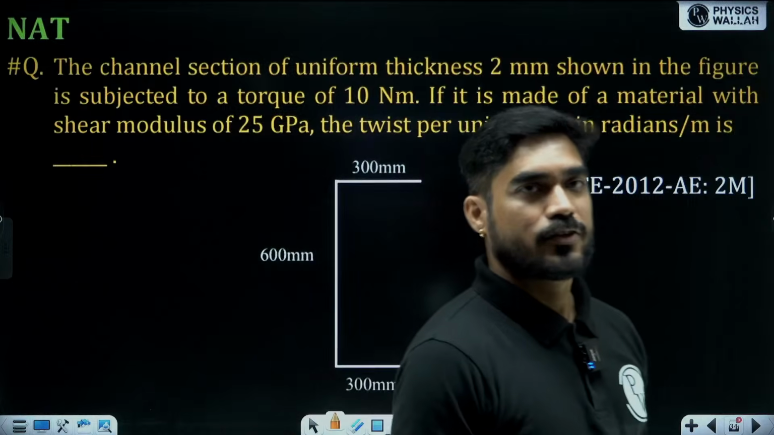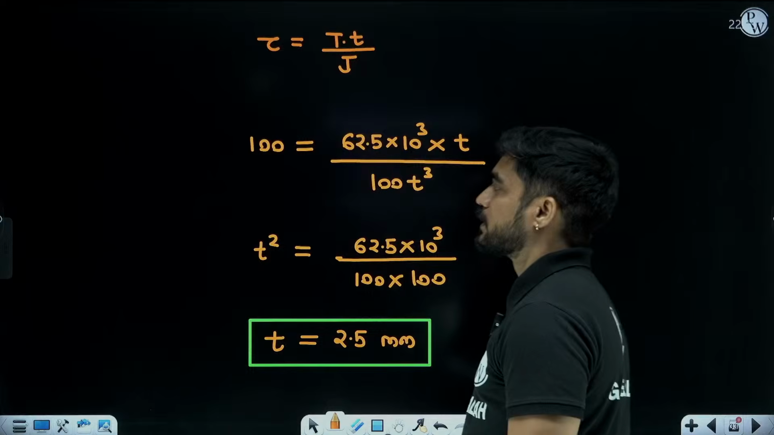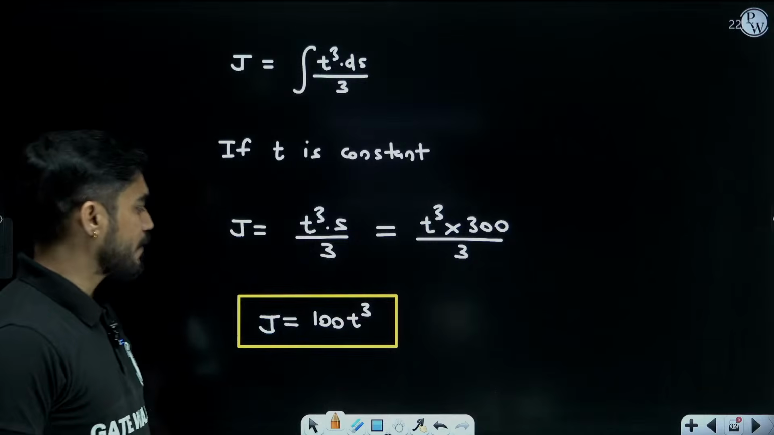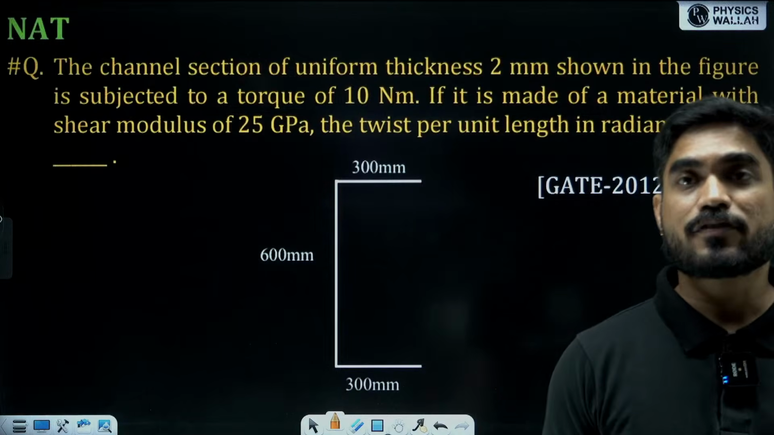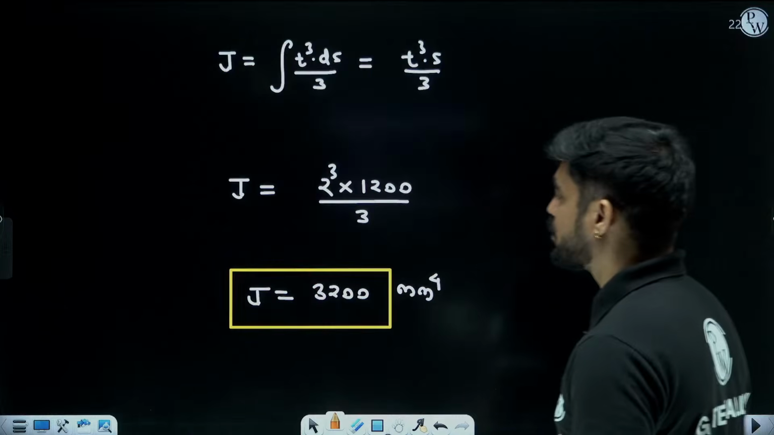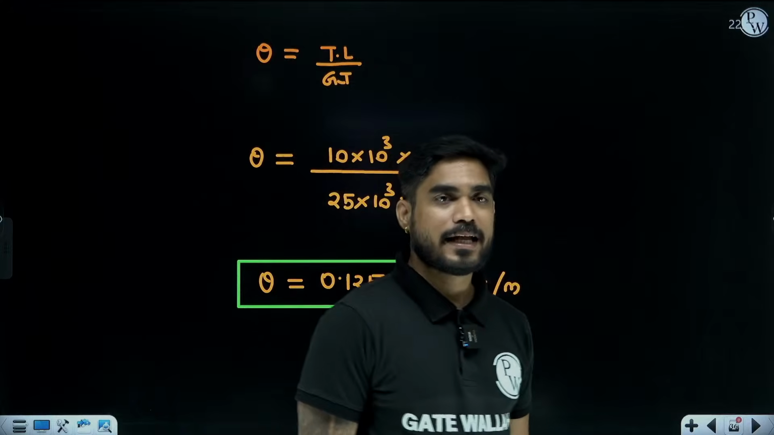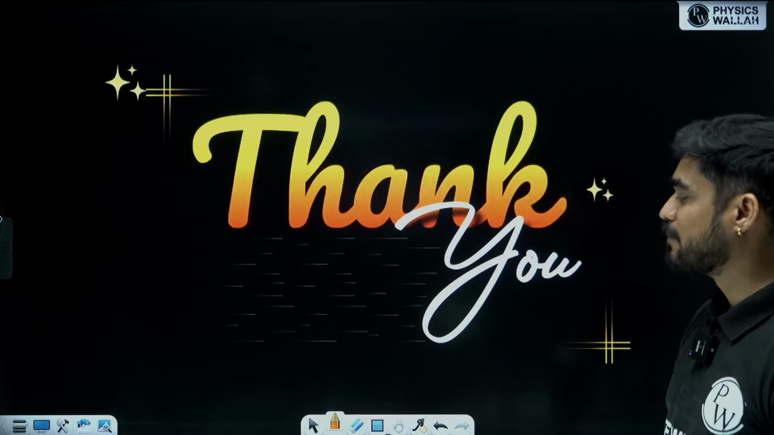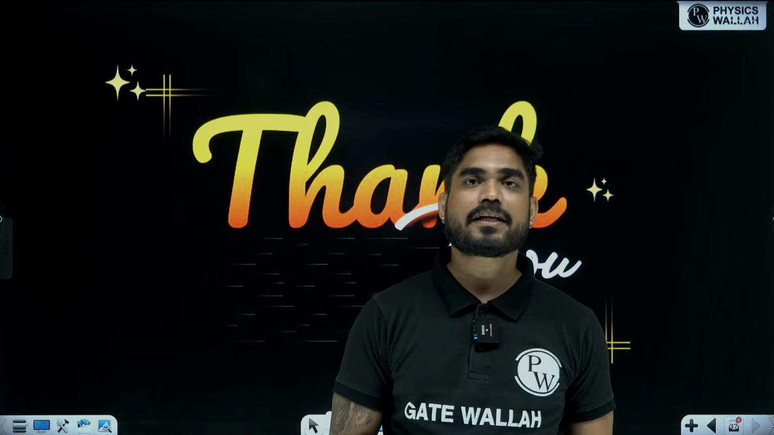Yes. So we have solved the problem related to thin walled section. We have solved problem related to closed thin walled section. We have solved problem related to open thin walled section. So I hope you guys will be able to solve all these questions in GATE, right? In GATE 2026, if you get a question from this topic, I hope you will be able to solve it. So this was all from torsion in thin walled members.